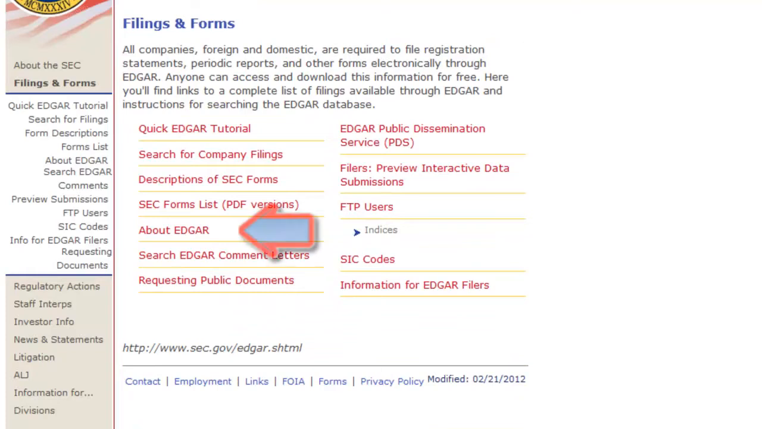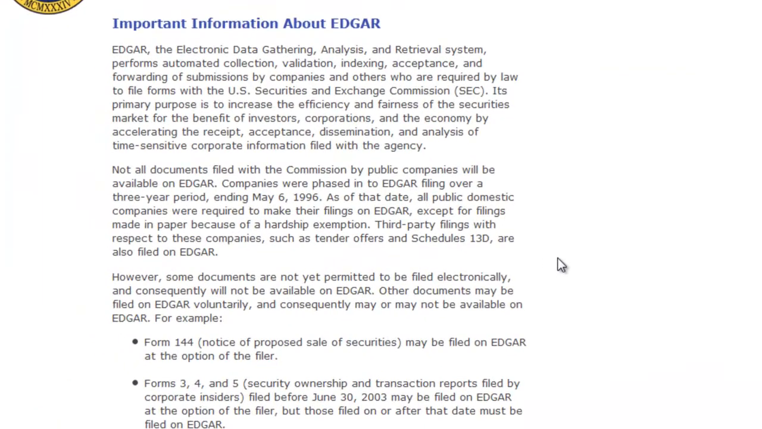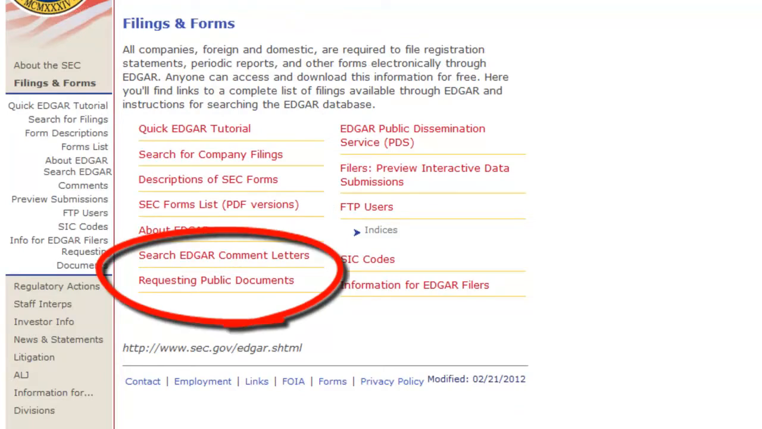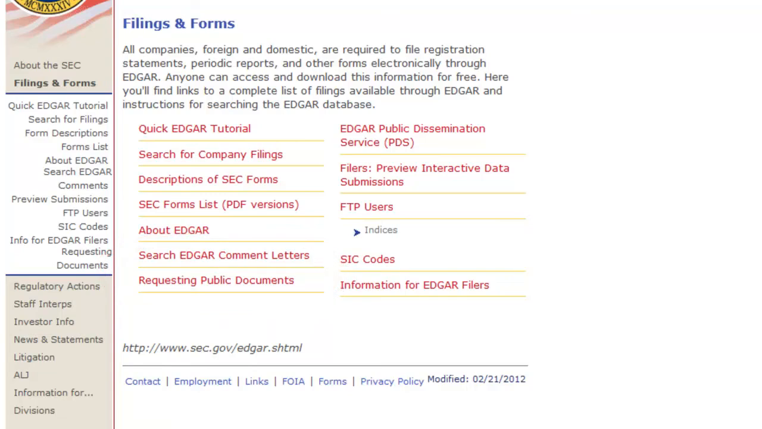Moving on to the next option, About Edgar. When you click on it, you will be taken to a page where you can learn about Edgar. You can find out when it was started, why it was started, and what it stands for. Since we already covered this information at the beginning of this video, let's go back to the main page. The next two options I'm going to skip because I never really find them useful. However, if you would like to contact the SEC with a complaint about a public company, you can do so through the Requesting Public Documents option.